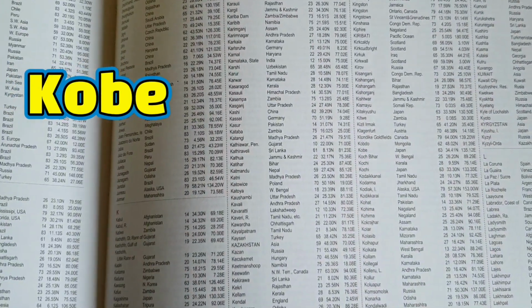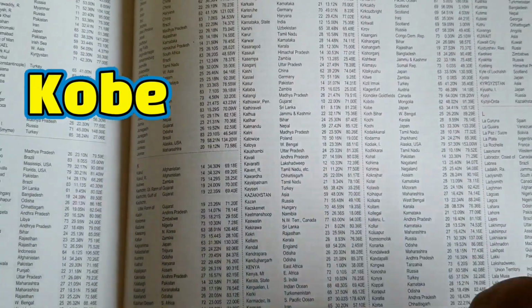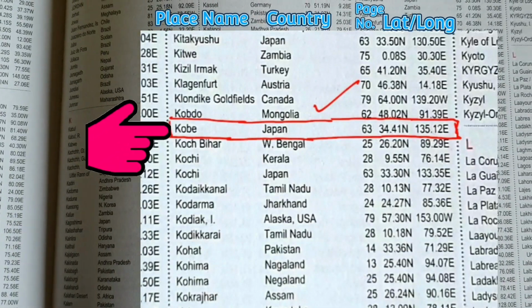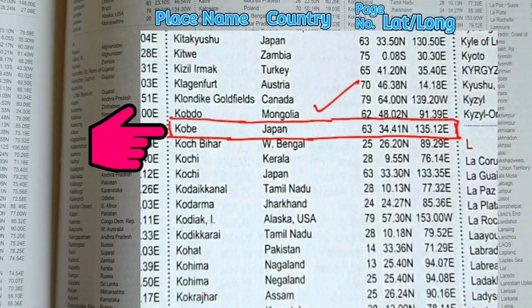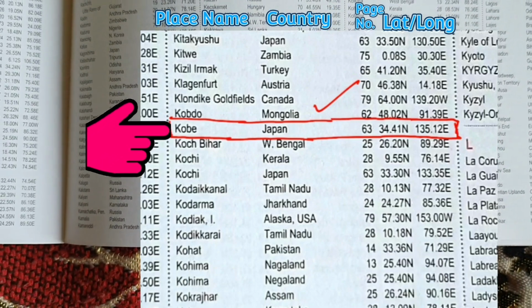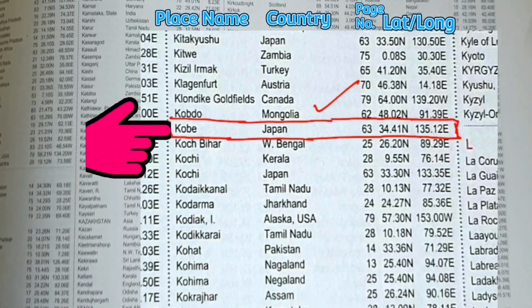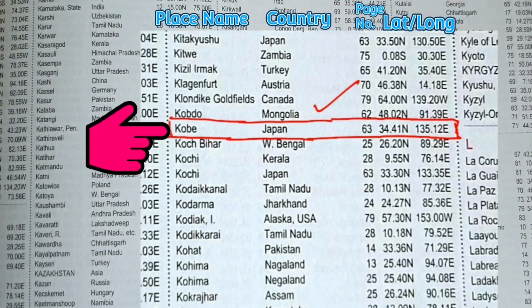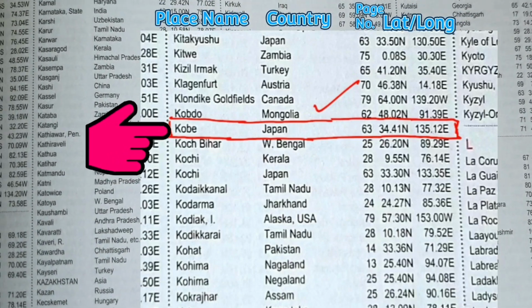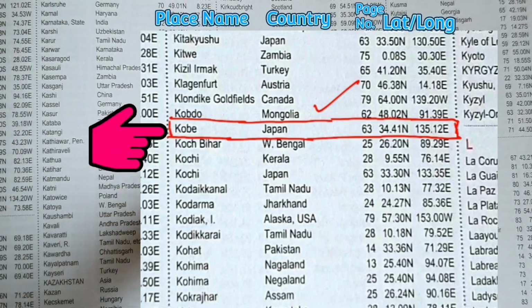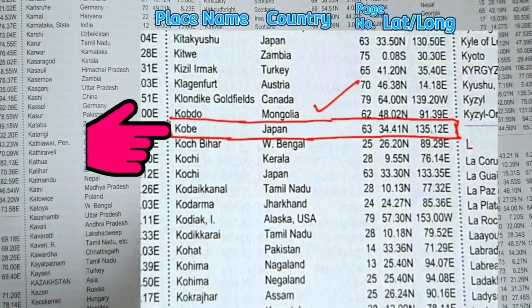As you know, the index is given in alphabetical order, and to find Kobe, we have to move to K. You can see Kobe here. Kobe is in the country of Japan, and we can see Japan's map on page number 63, and the latitude is 34.41 north and the longitude is 135.12 degrees east. That is the location of Kobe.